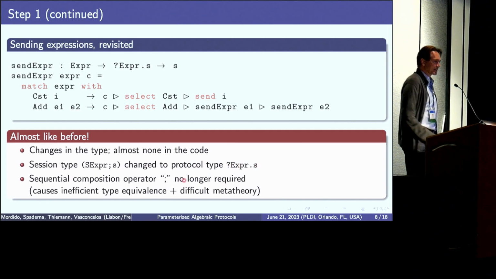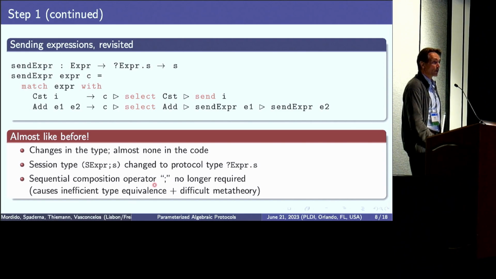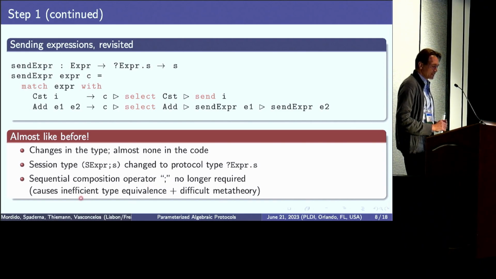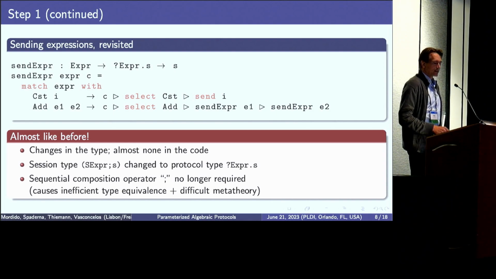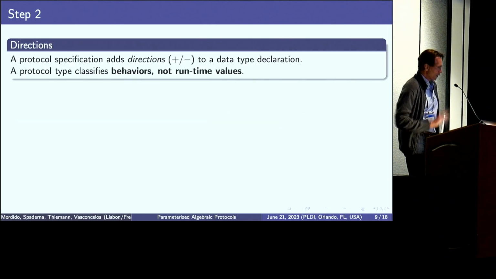Notice that this sequential composition operator, which has interesting properties, it's associative, so there's a monoidal construction there, is no longer required. And that's one of the culprits for the inefficiencies in type equivalence, and it also causes some complications in the meta theory. So we are very happy to be able to get rid of that without losing anything.